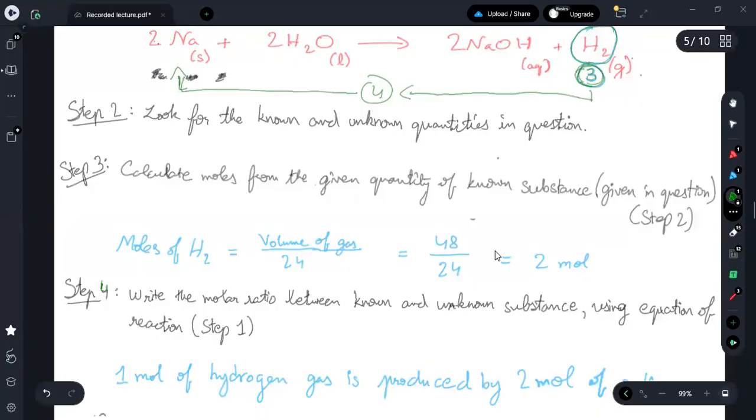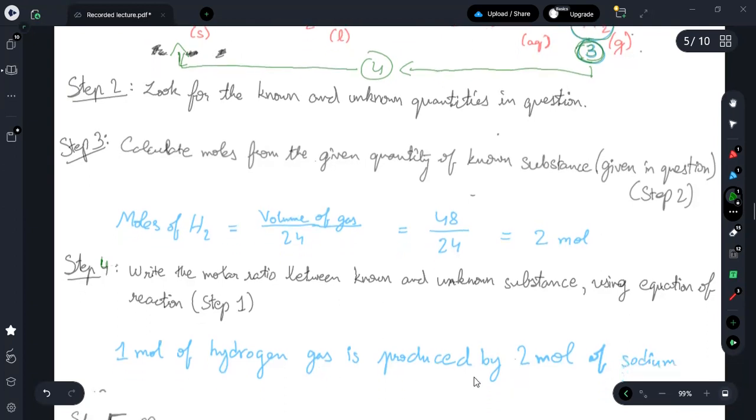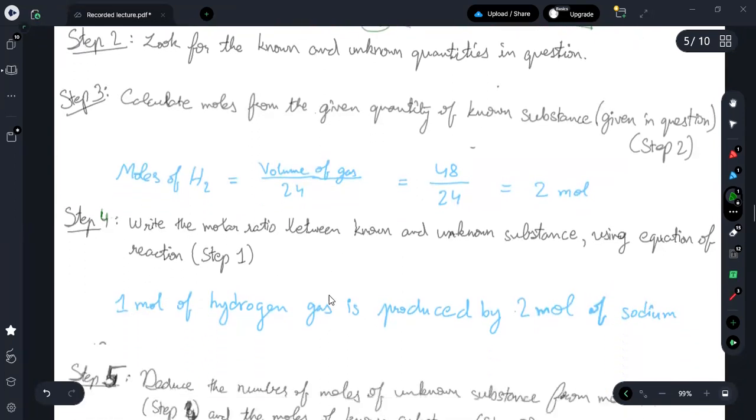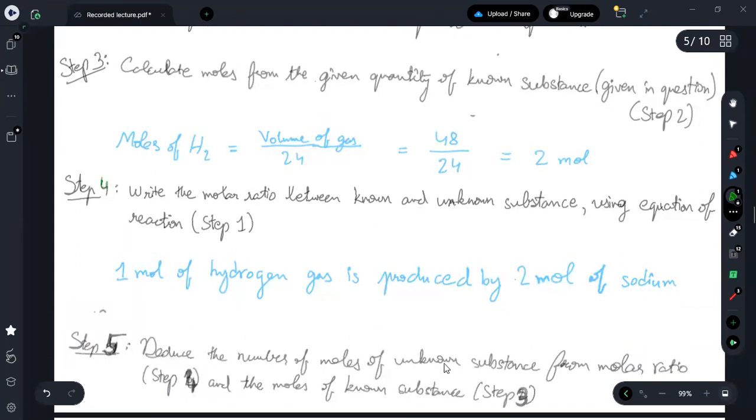So in step number 4, we saw the molar ratio in the equation, that is 1 mole of hydrogen is being formed from 2 moles of sodium. So I've written over here that 1 mole of hydrogen gas is produced by 2 moles of sodium. This I have derived from the equation, and this is the molar ratio in a statement form. Step number 5 says to deduce the number of moles of the unknown substance, which we have to calculate from the molar ratio you just deduced in step number 4, and the moles of the known substance, which were found over here.